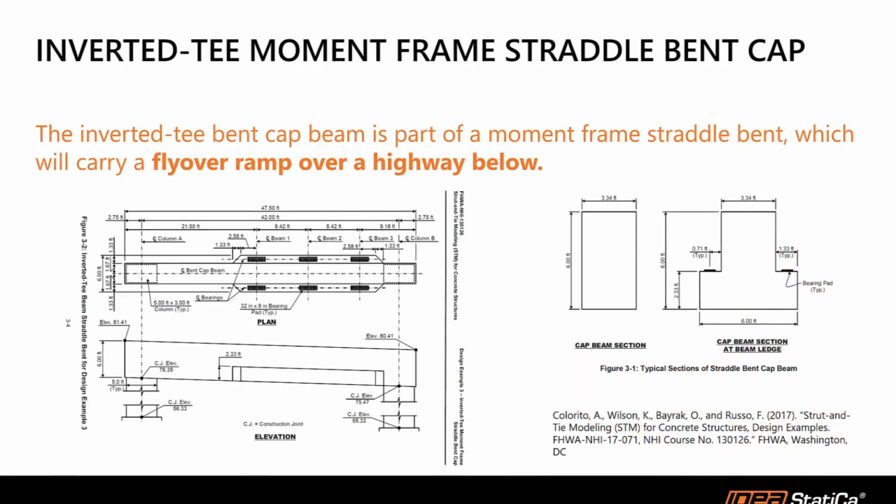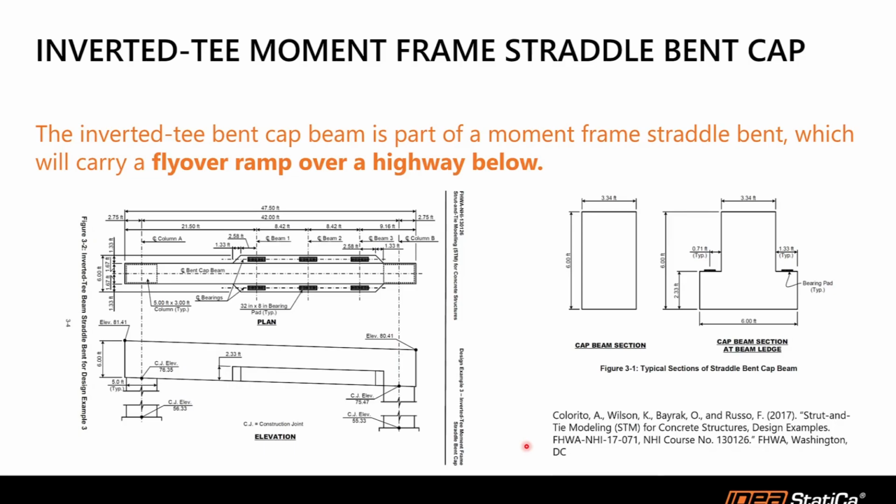Now let's jump into an example that I prepared for this session. This is an example from the National Highway Institute training book called Strut and Tie Modeling for Concrete Structure Design Examples. Here is the reference. You can find this on the internet and download the PDF. In this case, I'm presenting the third example in that book.